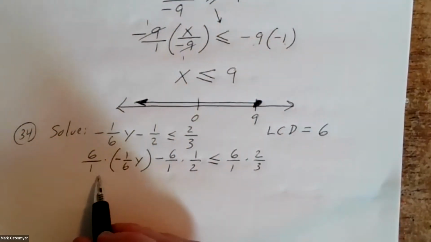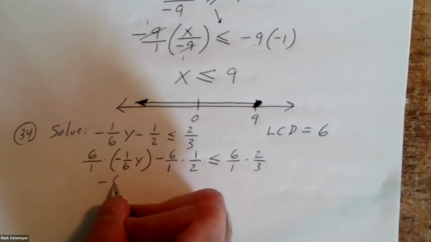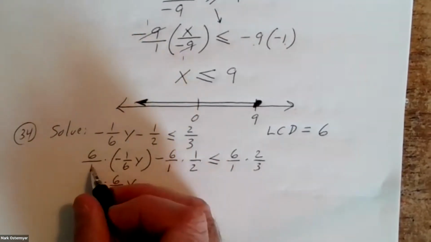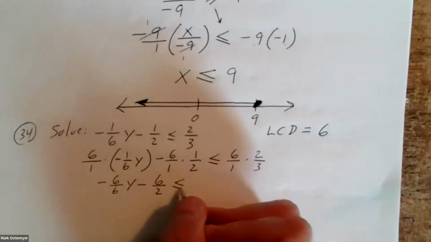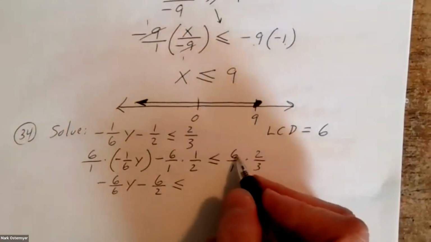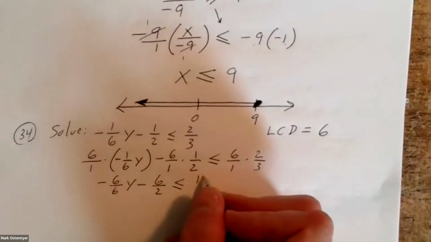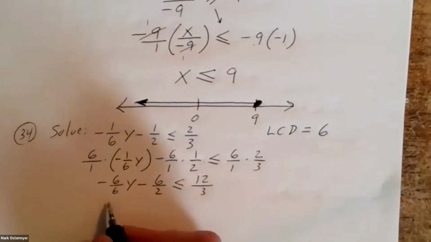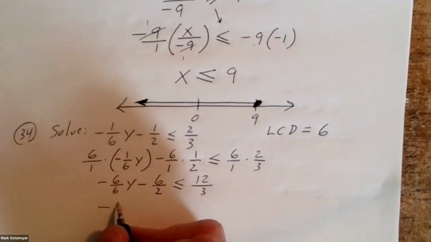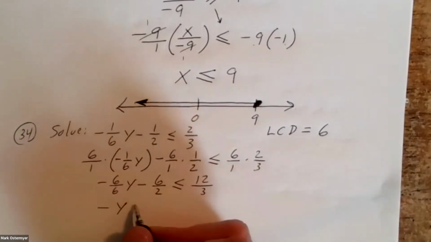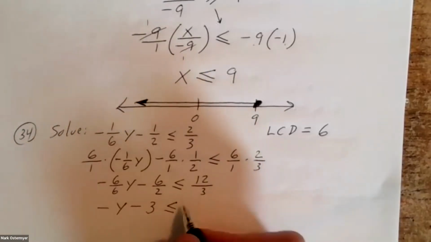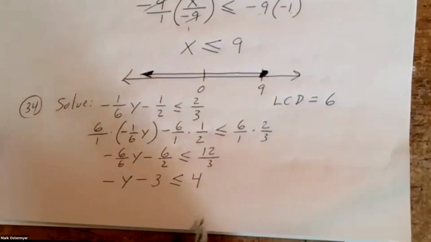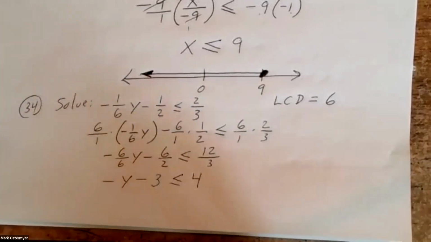When you multiply 6 by a -1/6 y, you're going to be left with -6/6 y. A -6 being multiplied by 1/2 is going to give you -6/2. Multiply 6 by 2/3, and you're going to have 12/3. Negative 6y reduces down to negative y. Fraction gone. Negative 6/2 reduces down to 3. Fraction gone. 12 divided by 3 reduces down to 4. Fraction gone. All the fractions disappear when you multiply both sides by the least common denominator.